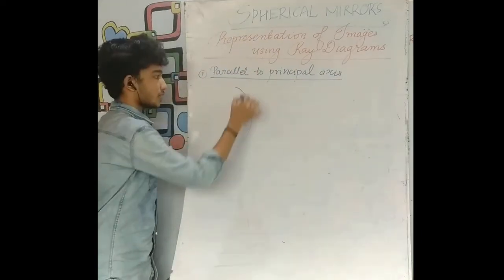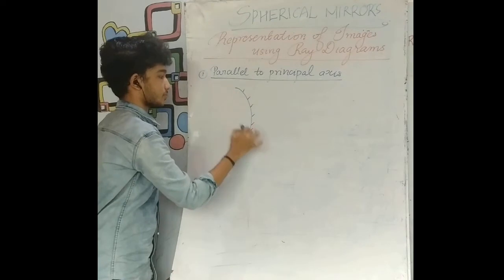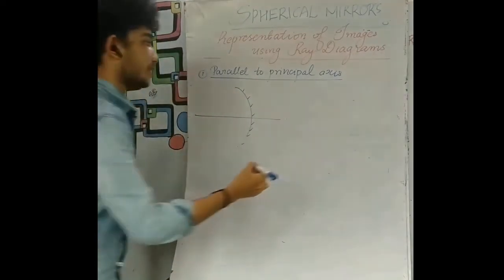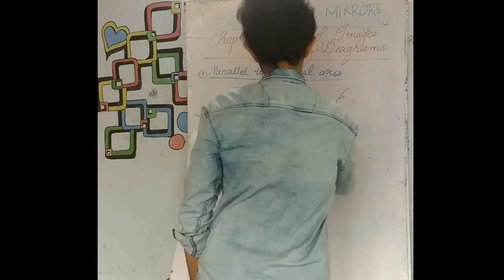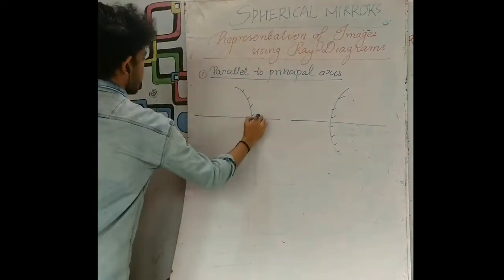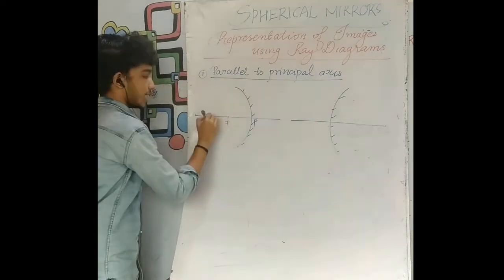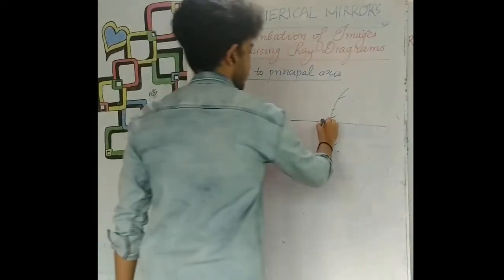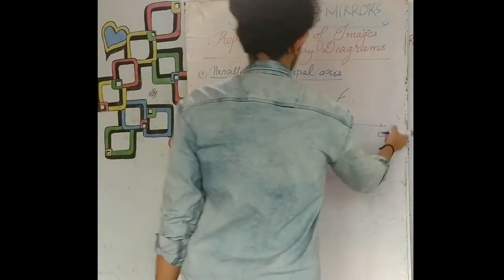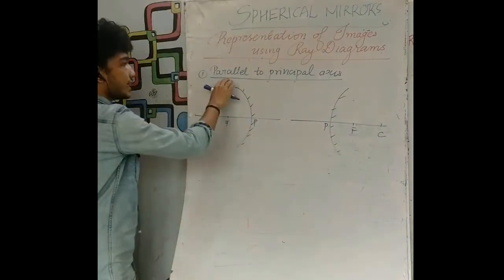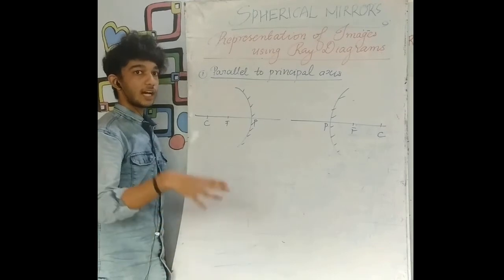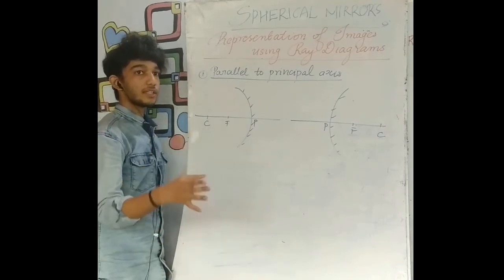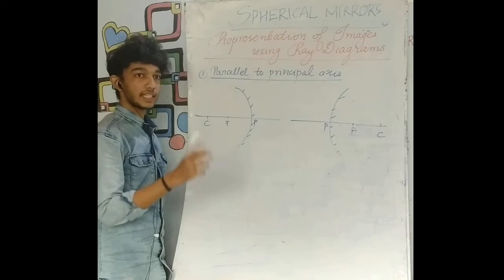For that, let us draw one concave mirror as well as a convex mirror, with pole, focus and center of curvature. A ray is incident on the concave mirror parallel to the principal axis, and let us see how the reflected ray will follow its path and where the intersection of the ray takes place.